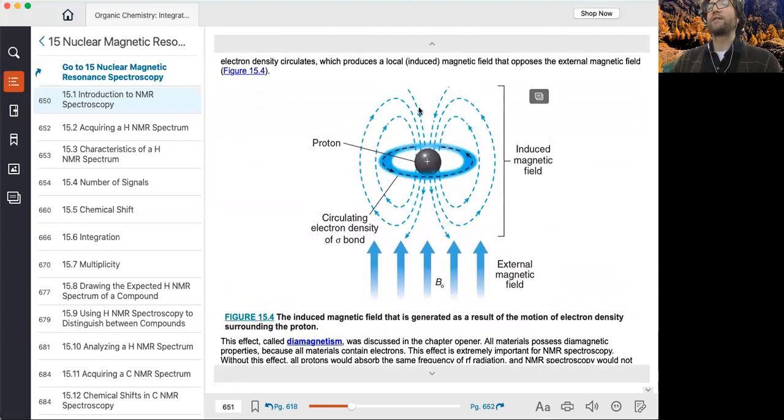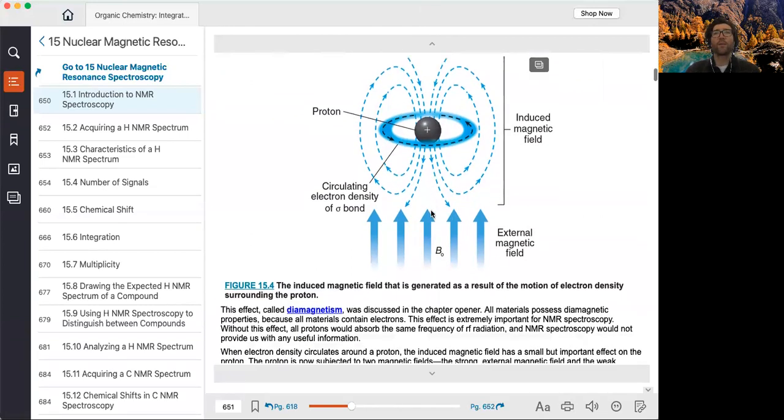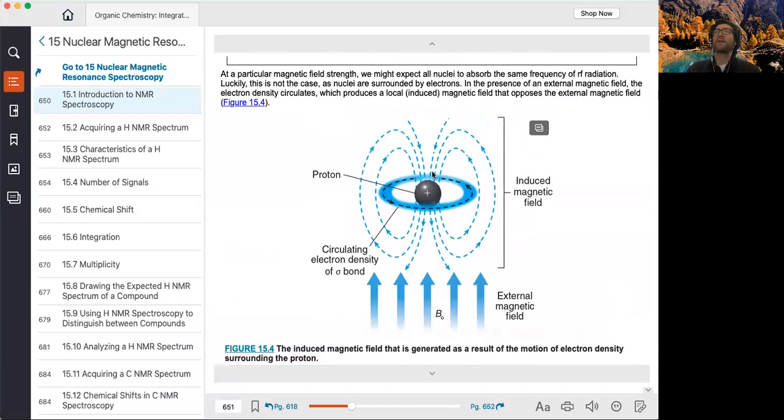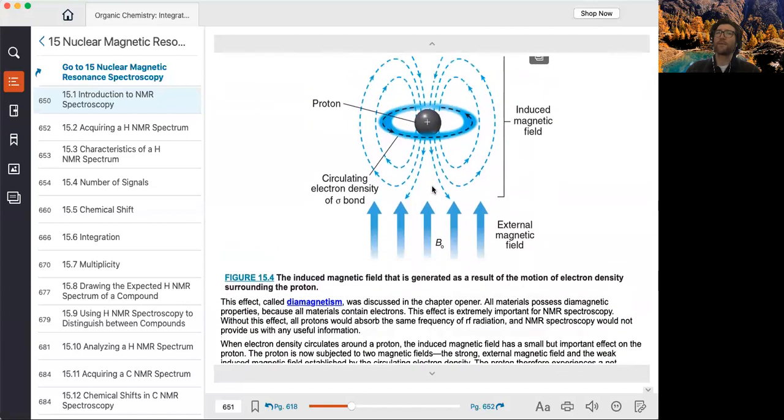We're going to put a tube or a molecule in the middle of an external magnetic field. There will be an induced magnetic field that follows how much energy it takes to flip the spins of any one proton or other NMR active nuclei. This effect is called diamagnetism. It was discussed in the opening of this chapter.